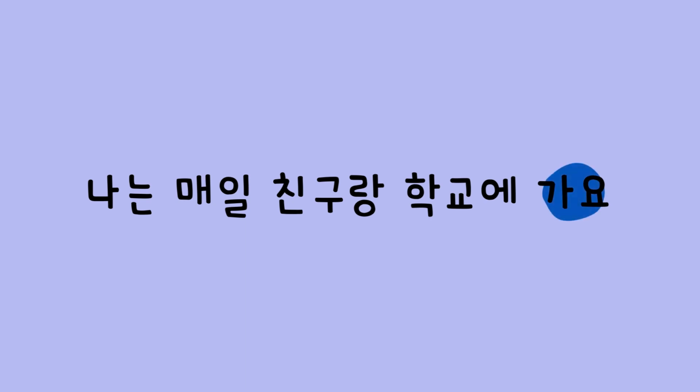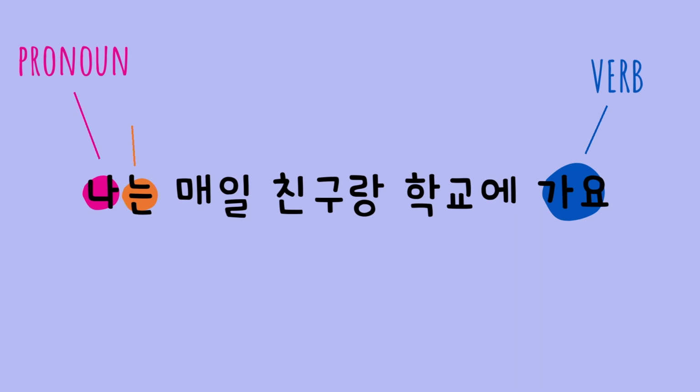Our second sentence is a bit longer, but the structure is very similar. The verb is at the end, 가요, this time in formal form. It means to go. The first part of the sentence is the same as in the previous one. Pronoun na, I, me, and topic particle nun.